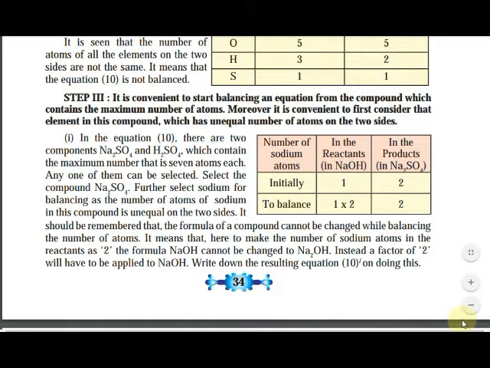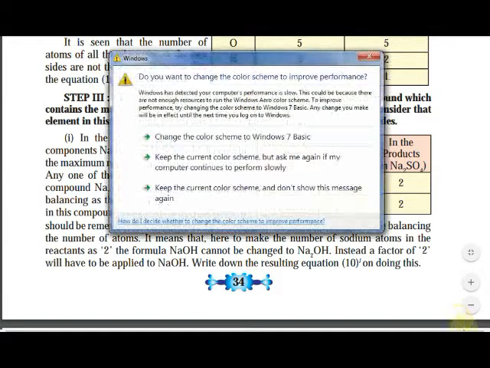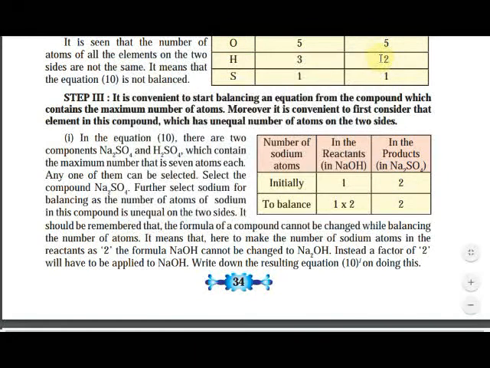Further, select sodium for balancing, as the number of atoms of sodium in the compound is unequal on the two sides. It should be remembered that the formula of a compound cannot be changed while balancing the number of atoms. We should not change the formula of the compound. So if you want to add atoms, you should write the number in front of the formula of the compound, yes or no?